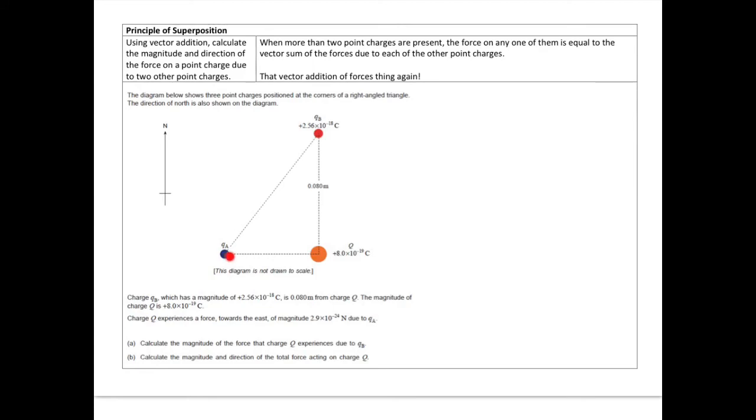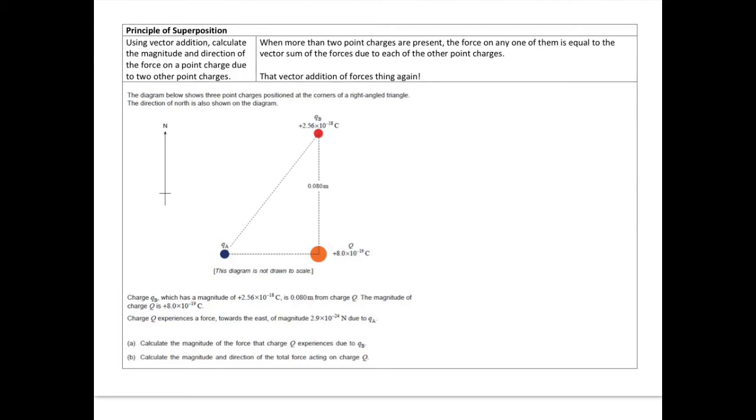So we've got a charge QA, a charge QB. We're going to work out the total force on this charge here, Q, due to these two forces. How do we do that? Well, when more than two point charges are present, the force on any one of them is equal to the vector sum of the forces due to each of the other point charges. So, work out the force here on Q due to QA, work out the force due to QB, add them together vectorially to work out the net force.